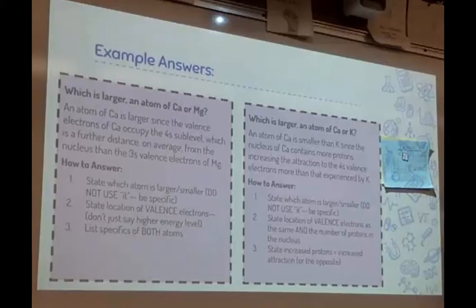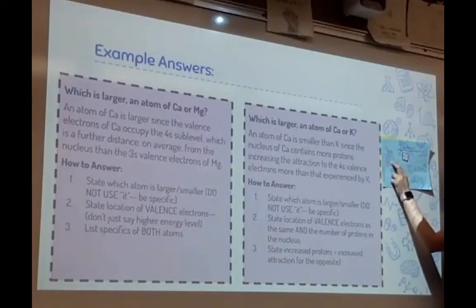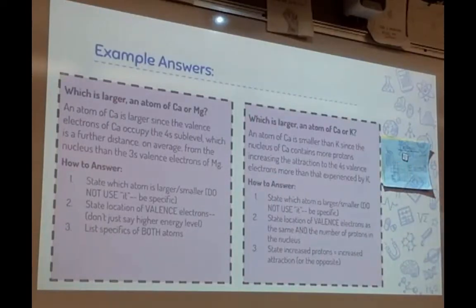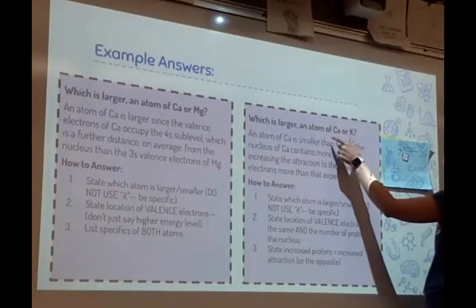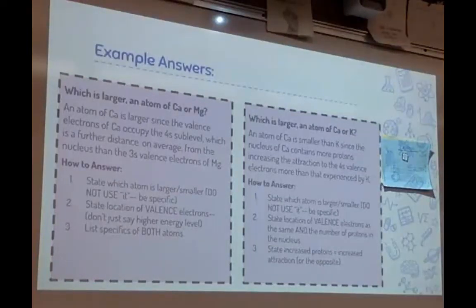Then if we're looking at the other example, which is larger, an atom of calcium or potassium? If we look at that, we notice they're in the same row. So we want to make sure that we're answering which is larger. K is larger, right? Ca is smaller. And Ca has more protons, which increases the attraction to the valence electrons that are located in n equals 4 for both atoms. So again, you're looking at valence electrons compared to protons.